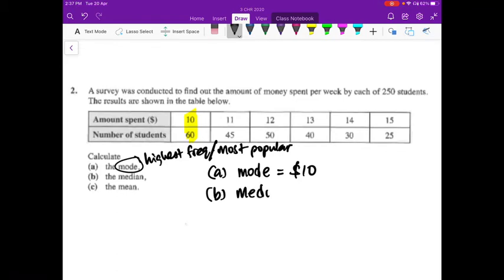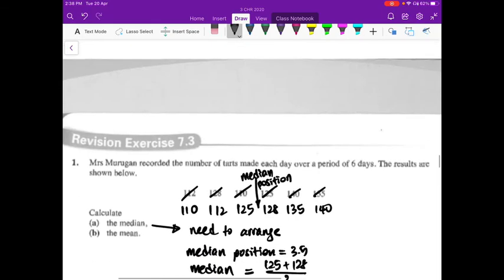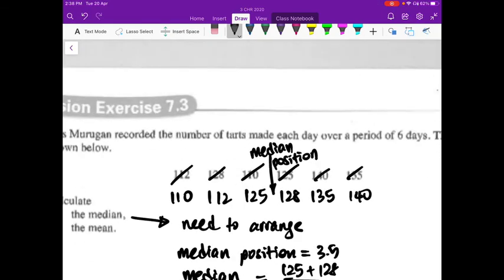Always find the median position. Nope, find the median position. 250 students, so n plus 1. Remember this one? We had six people, right? There are 6 numbers. So where is the median position? It's 3.5. How do we get 3.5? 6 plus 1 divided by 2.